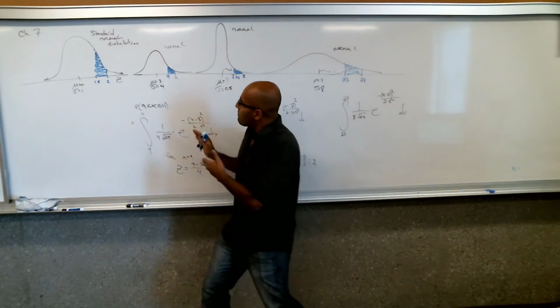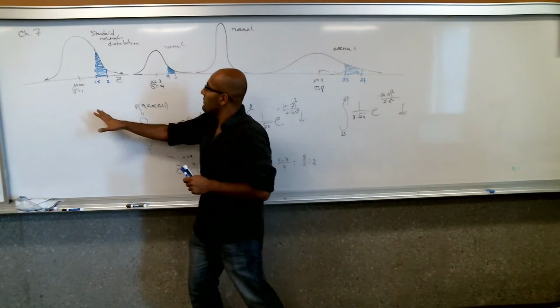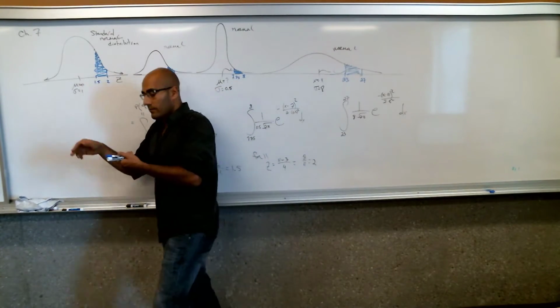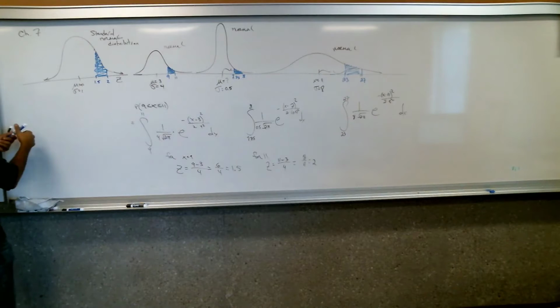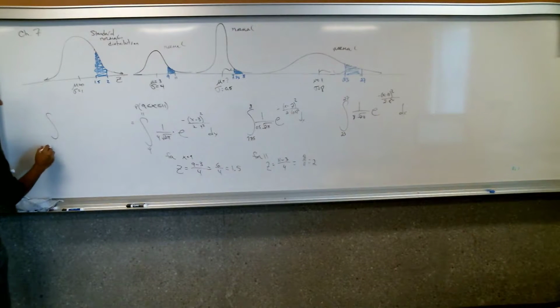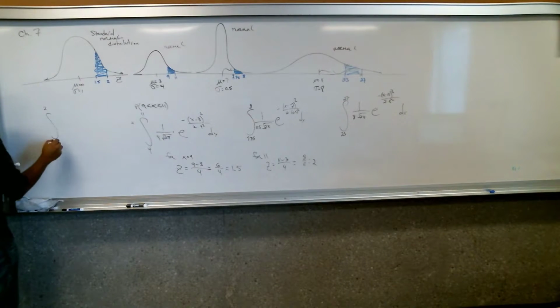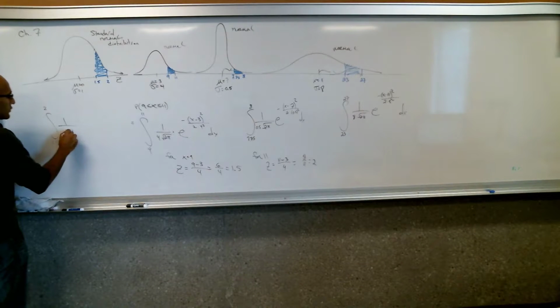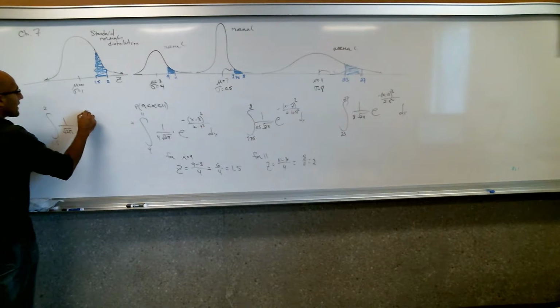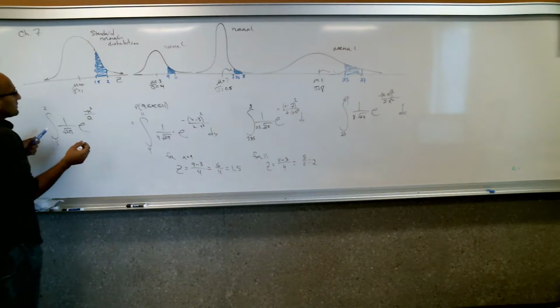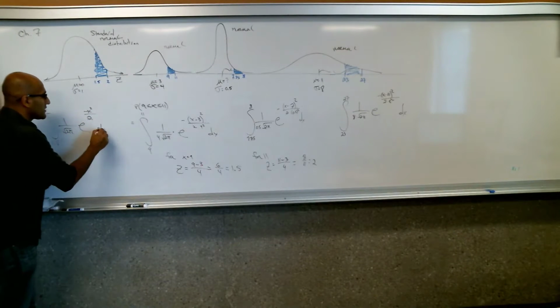Okay, well again, back in the old days, that means we'd have to do an ugly integral here, but it's not as bad as the rest. So this integral would end up being from 1.5 to 2 of 1 over the square root of 2 pi times e to the negative x squared over 2. So a little bit nicer than the rest, but still pretty ugly.